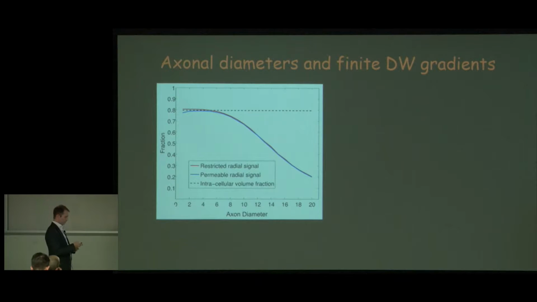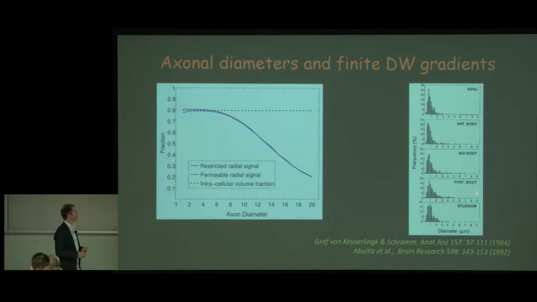And that's a bit of a problem because the biologically relevant range is well below 6 microns. So this is corpus callosum. There are much larger axons than 6 micron in the brain. Some of them go up to 10, 20 microns, but they're quite rare. And the overwhelming majority are 1 micron or less.